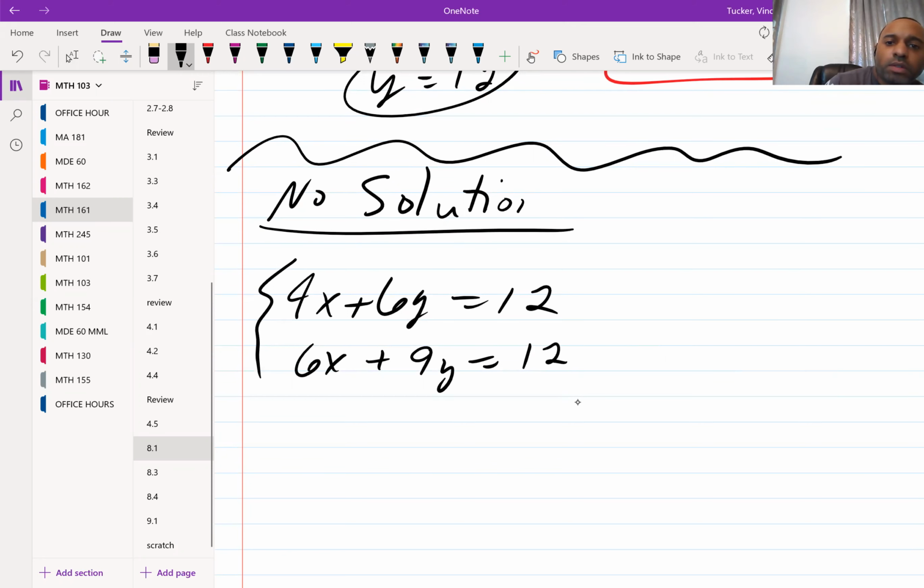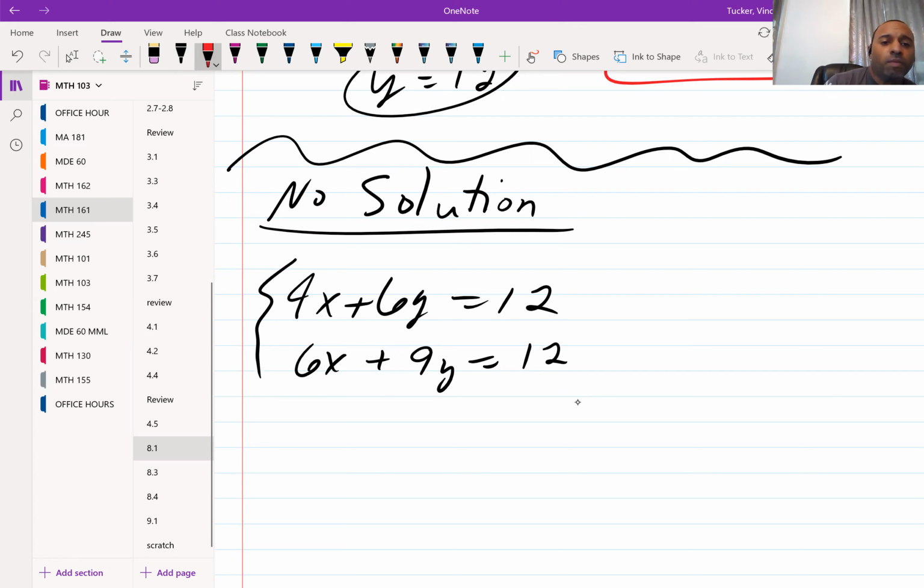All right. So we have 4x plus 6y equal to 12, 6x plus 9y equal to 12. So it doesn't matter which method you use, you'll still get the same result. I'm going to go ahead and use the elimination or the addition method here. And then in the next one, I'll use the substitution method. Like I said, it doesn't matter. You just have to be efficient in what method you decide to use.